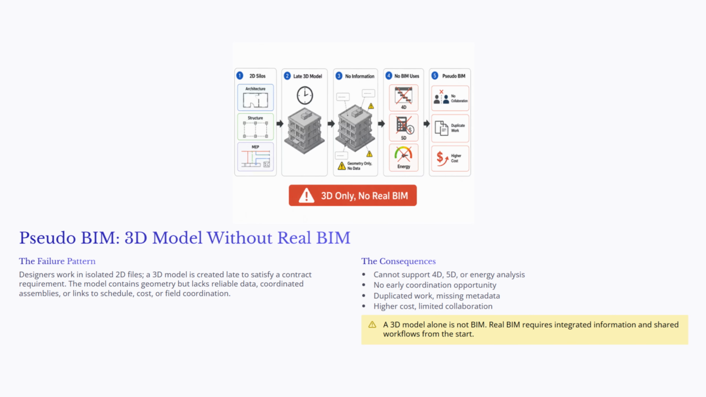The model may look impressive, but it lacks reliable data. It may not include coordinated assemblies, accurate metadata, or useful links to schedule, cost, procurement, or field coordination tasks. In other words, the project has geometry, but it does not have a strong information process. That is why the diagram shows a progression from 2D silos to a late 3D model to missing information and finally to limited BIM uses.